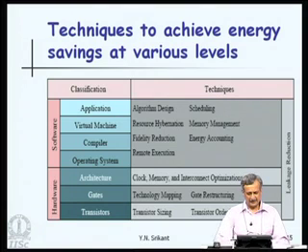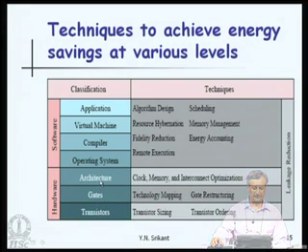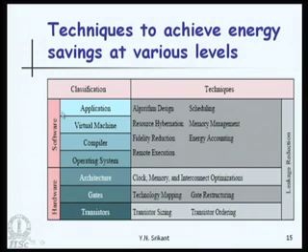What are the various techniques available at various levels to achieve energy savings? At the lowest level we have transistors, gates, architecture, and then the software layer is above that: operating systems, compiler, virtual machine, applications. At the various levels, let us take a look at the techniques which are used.